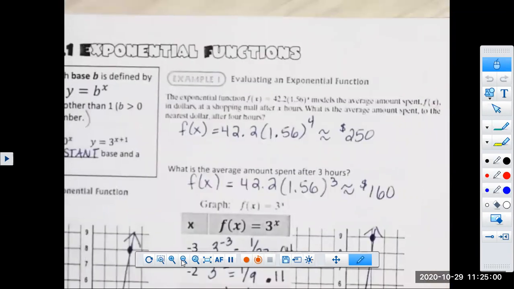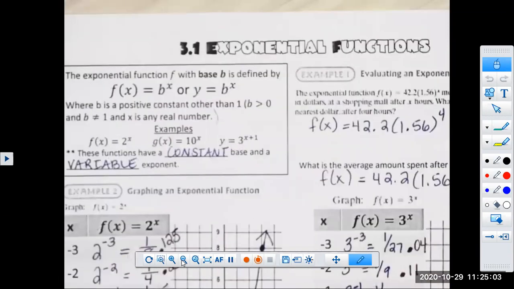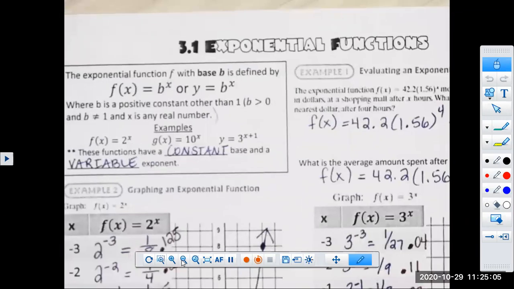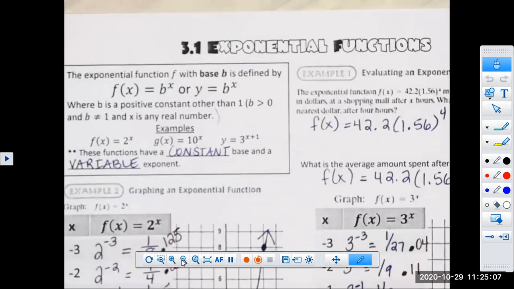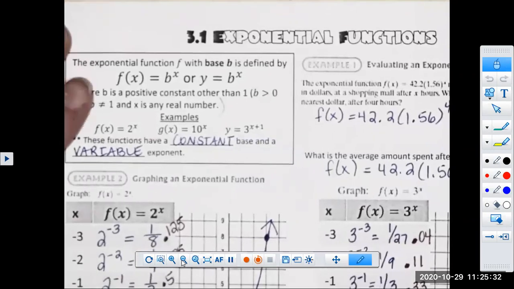Let's go back to this part really quick. If your b value is greater than 1, what do you think your graph's going to do? Like if I have 2 to the x, 3 to the x, and I'm graphing, what do you think that's going to look like? It's going to be an increasing graph from left to right. What if you have something that represents a decay? What do you think your graph will look like then? It's going to be going down, right?